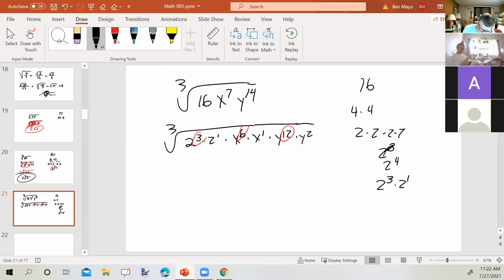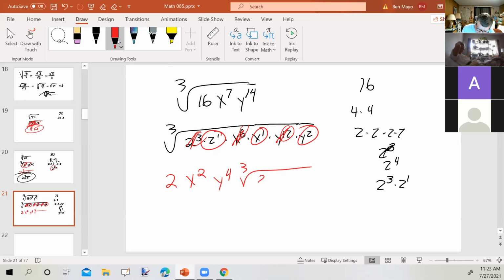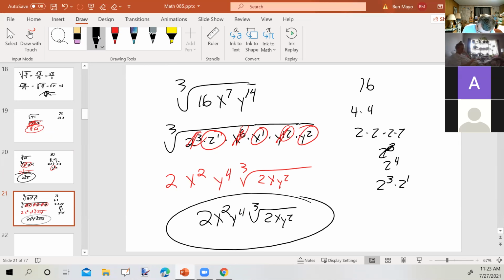Now, the cube root of 2 cubed is 2 outside. This 2 is stuck inside. The cube root of x to the 6th is x squared. This is stuck inside. The cube root of y to the 12th is y to the 4th, and this is stuck inside. So my final answer is pretty much that. I'll just write it here in black. 2x squared y to the 4th, cube root of 2xy squared. Okay? So the key is to focus on the index, match the index, or multiples of the index. The leftovers are going to still be inside.